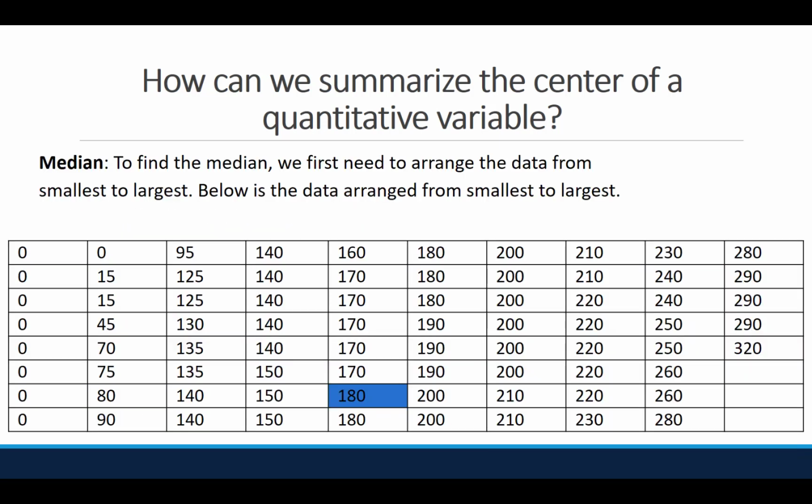To find the median, we first need to arrange the data from smallest to largest. Below is the data arranged from smallest to largest. Next, we want to find the middle number of the arranged data. In this case, there is an odd number of data points. The middle number is 180. Therefore, the median is equal to 180.